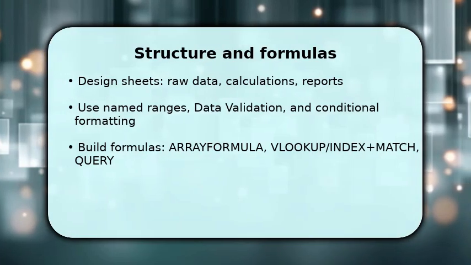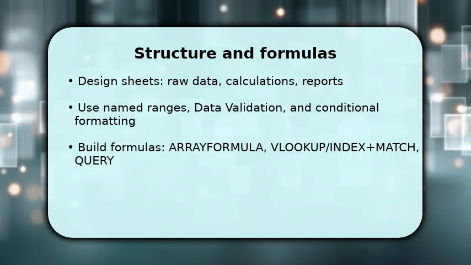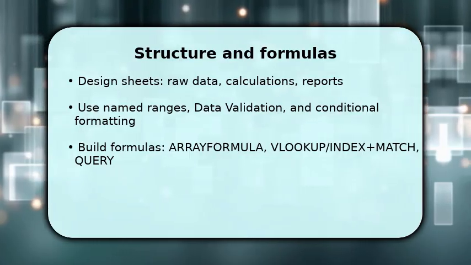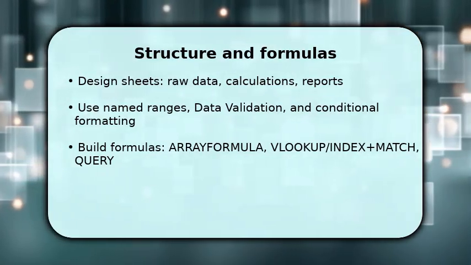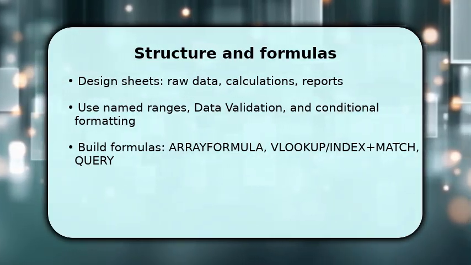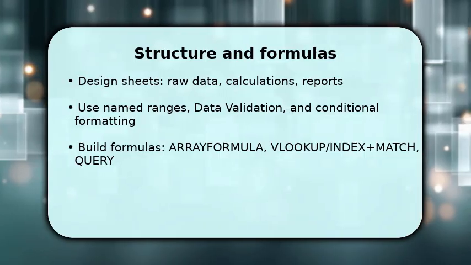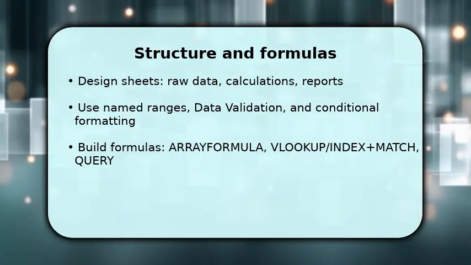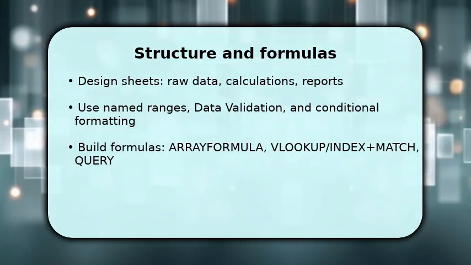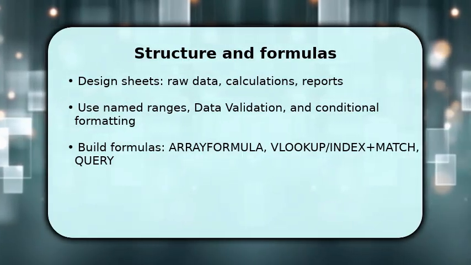You now structure the workbook for clarity and performance. Create separate sheets for raw data, calculations, and final reports, and use named ranges so formulas stay readable. Add data validation to prevent entry errors and conditional formatting to surface issues quickly. When calculating, prefer array formula for arrays, index plus match over fragile VLOOKUP, and use query for SQL-like summaries. Also, freeze header rows and hide intermediate sheets to keep the report layer clean and fast for collaborators.